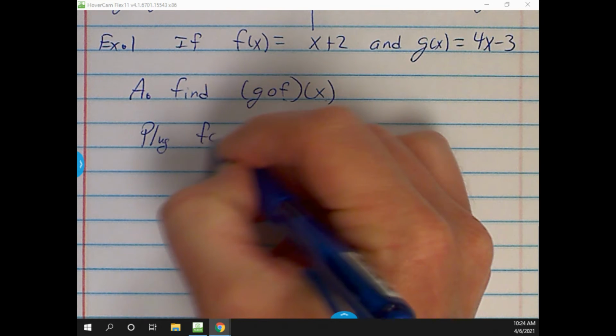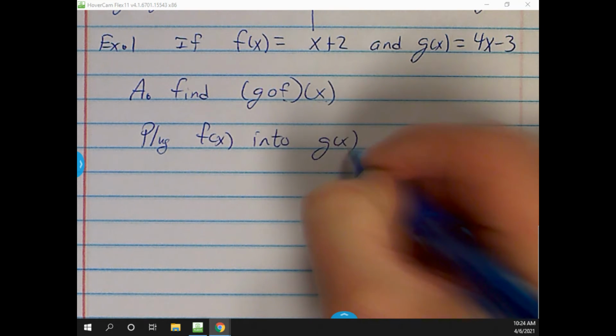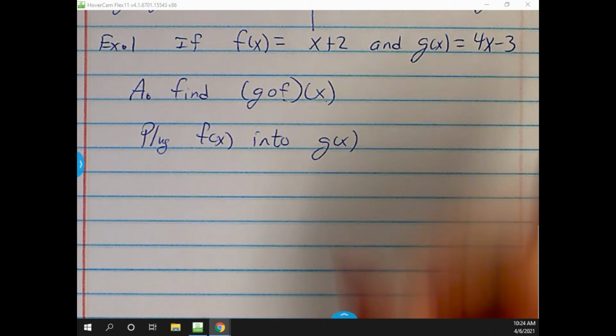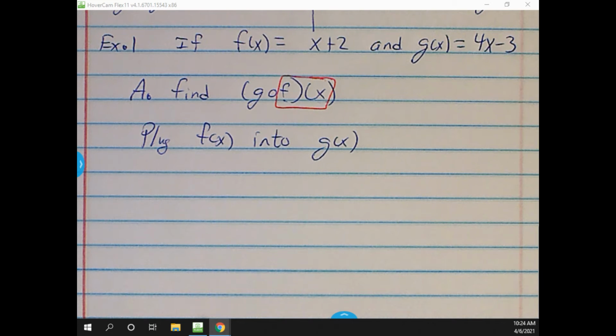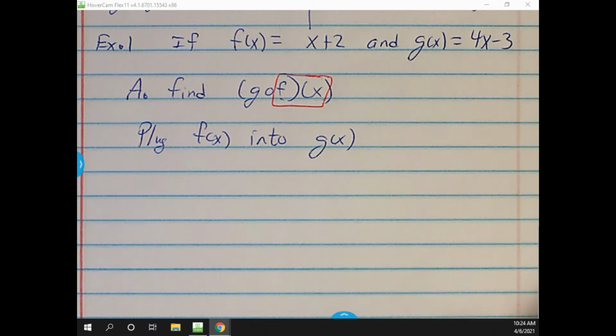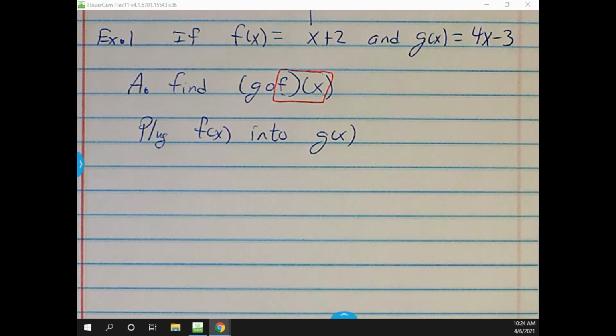So we're going to plug f of x into g of x. You always start with what's closest to your x variable, whatever variable they give to you. You start with the function that's closest to that one. So x is closest to f, so we're going to start with that one.